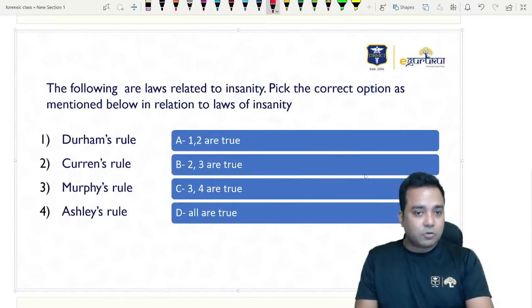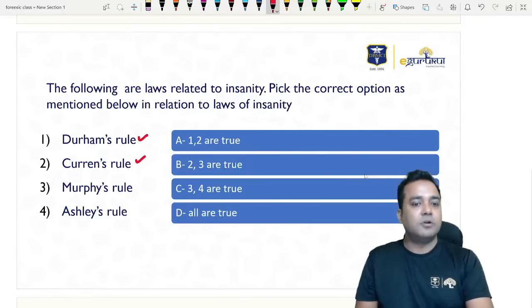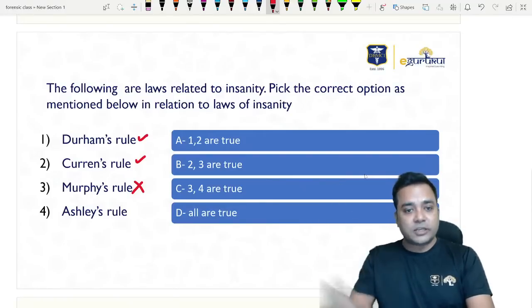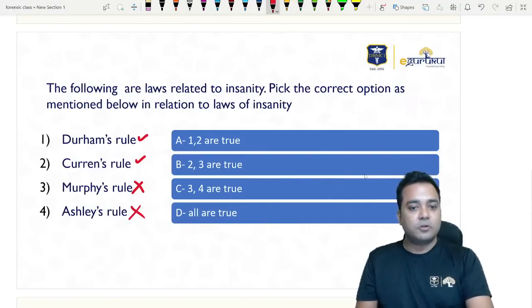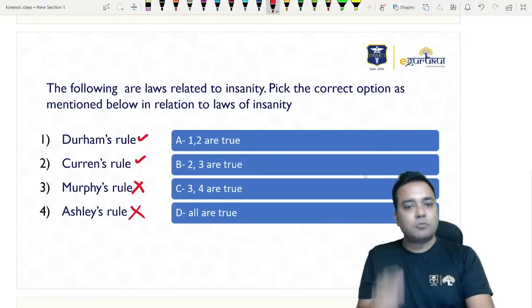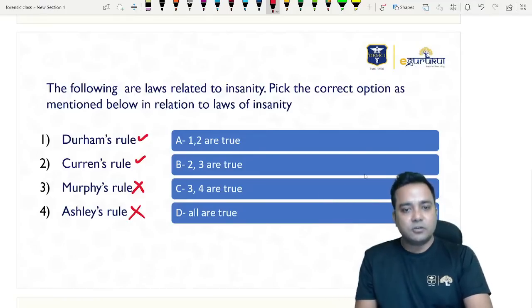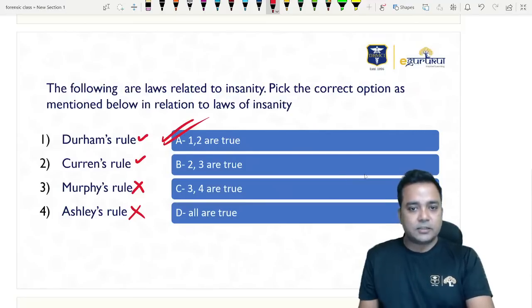First pick which are the laws of insanity. Yes, we know Durham's rule, Curran's rule, Murphy's rule, false option. What do we derive from Ashley's rule? We estimate the gender or sex of a person from the sternum bone. So it tells something entirely different, it is not related to insanity at all. So yes, option A goes as my correct answer. 1 and 2 are true.